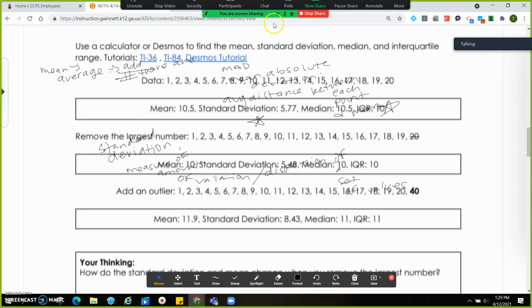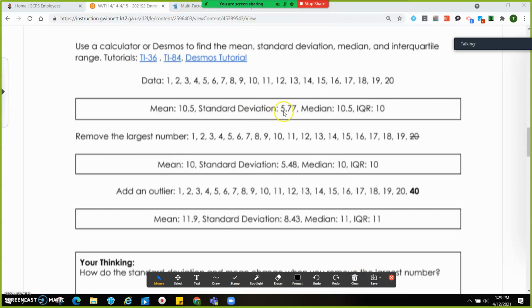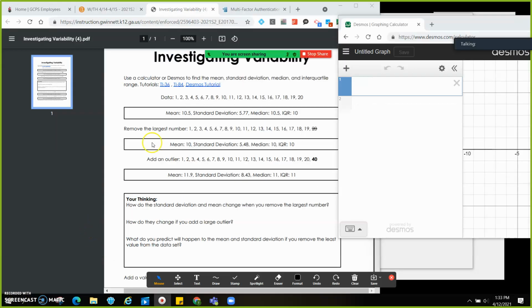All right, so let's go ahead and come down here. You're going to be using Desmos or a TI-84 calculator today. I'm going to teach you how to do the Desmos one. So you're going to open up Desmos, click on this little add item, and hit table.